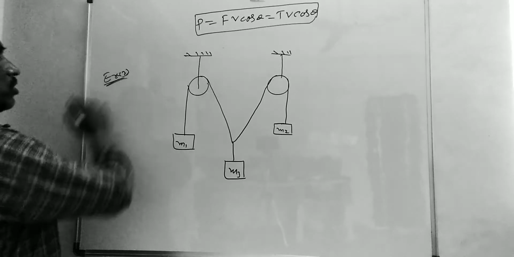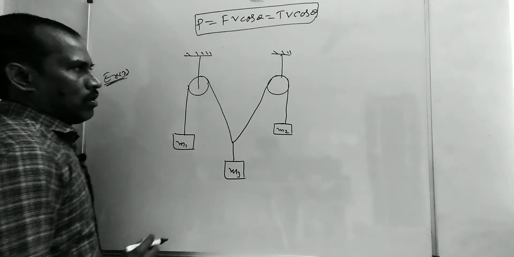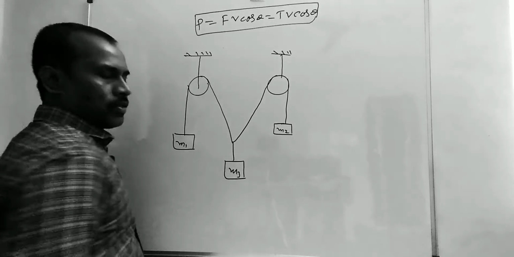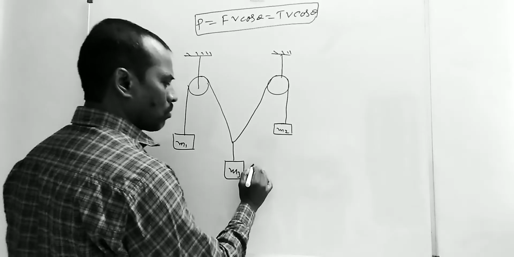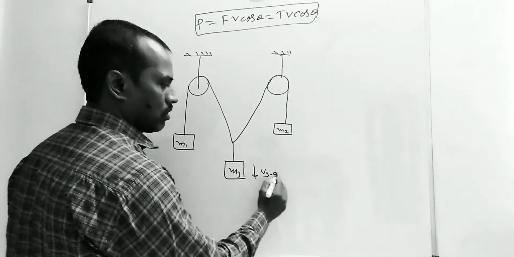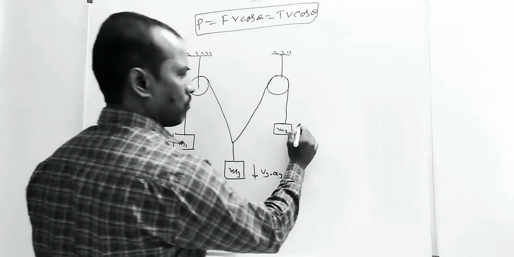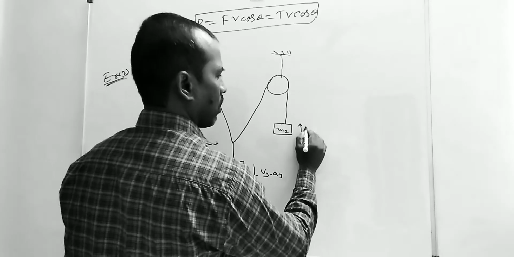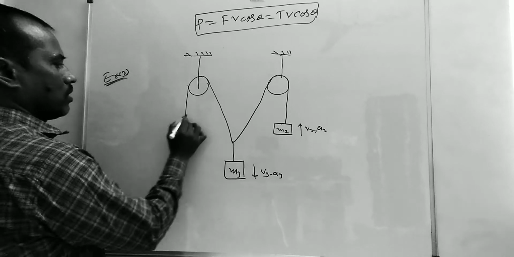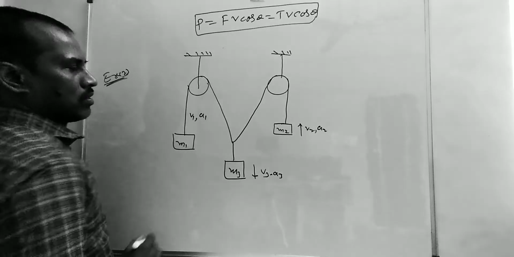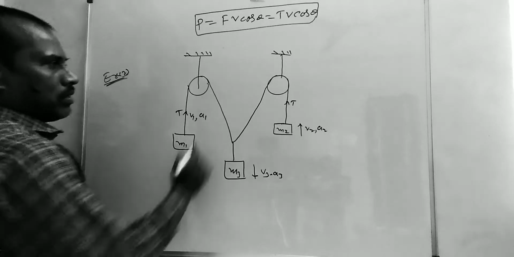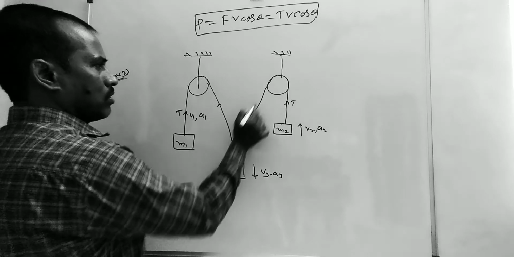Example 2. Now these are two frictionless pulleys with mass m1, mass m2, and mass m3. The block m3 is moving downwards with velocity v3 and acceleration a3. This block is moving upward with velocity v2 and acceleration a2. This one is moving upward with velocity v1 and acceleration a1. The tension in the string is T, and this is also the same string, with tension T.